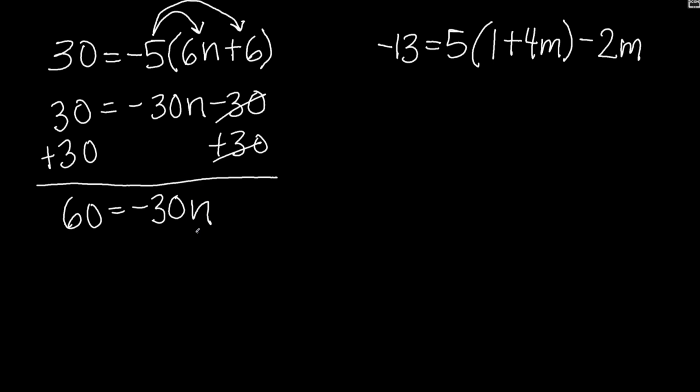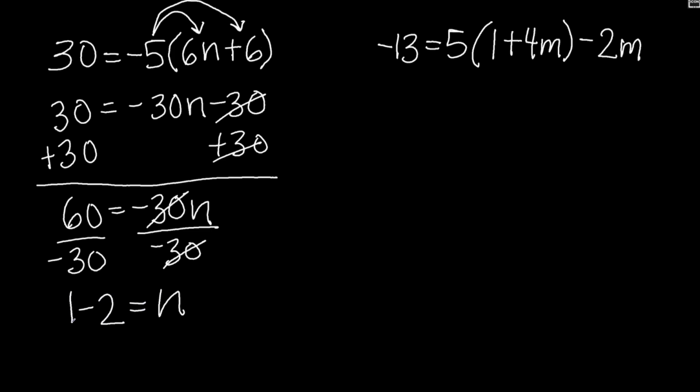Now we want to isolate this variable n. In order to do that, we would divide both sides by negative 30. The negative 30s will cancel out, and we would be left with n is equal to negative 2. And that would be our final answer.